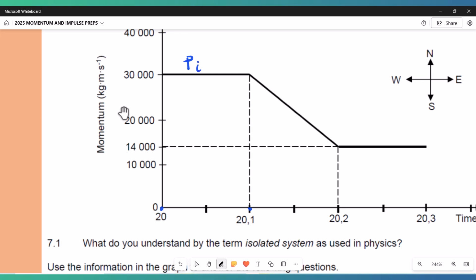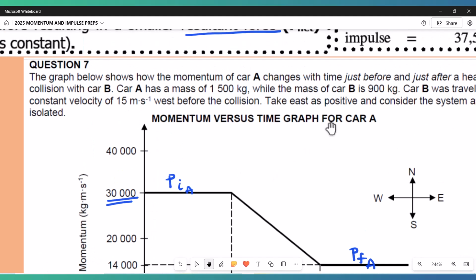And it is for car A, which is 30,000. What about here? This is where we have the change in momentum. And here is my final momentum, for car A, not for car B. Now they gave us the mass of car A. How much is it? It is 1500. I think you see it here.